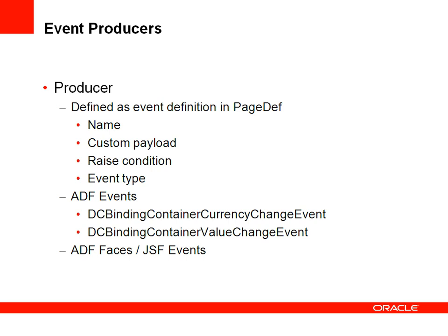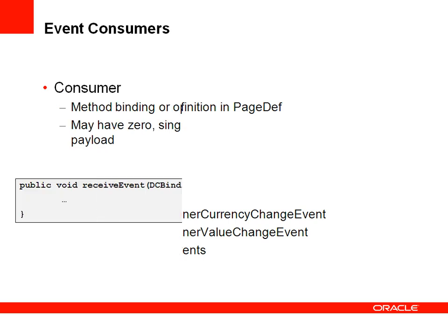ADF events that we have available natively as an event object are the DC binding container currency change event. Now this is on the tree binding when the user selects a new row in a table. Then we have the DC binding container value change event. This is the native event object for all ADF bound input fields. And then of course ADF Faces and JSF events. Now that could be query events, selection events, or action events.